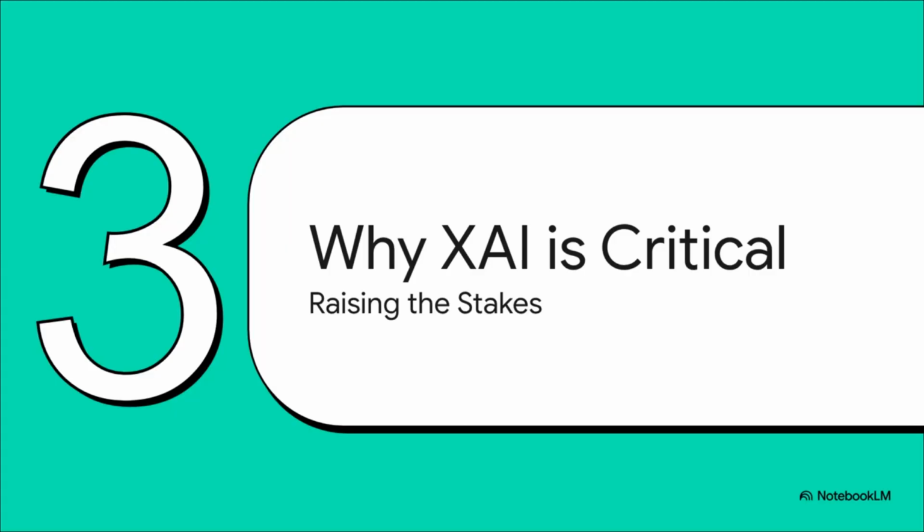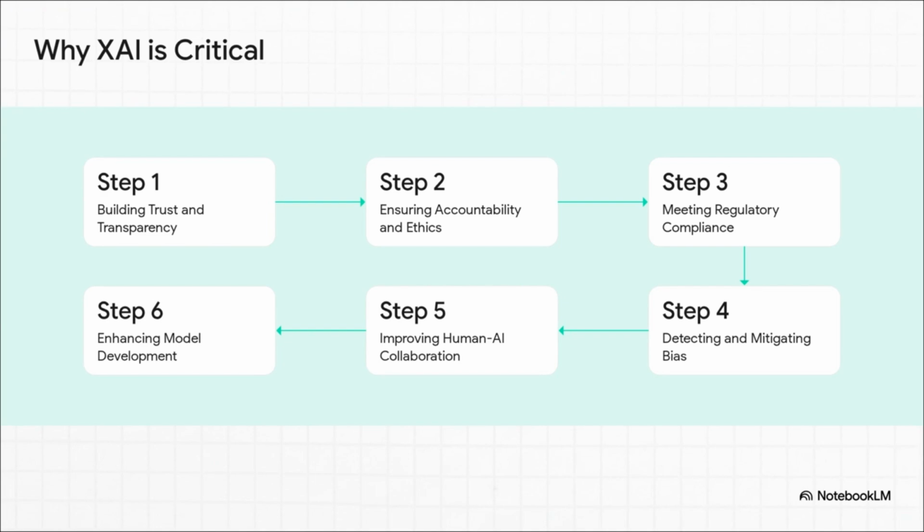So right about now, you might be thinking, okay, this sounds like a cool feature for the tech nerds and developers, but honestly, the stakes are way, way higher than that. XAI isn't just a nice to have anymore. It's quickly becoming an absolutely critical, non-negotiable part of putting AI out into the real world. And this slide really lays out why. There are at least 6 huge reasons we just can't ignore the black box problem.